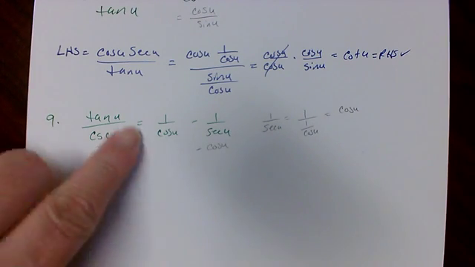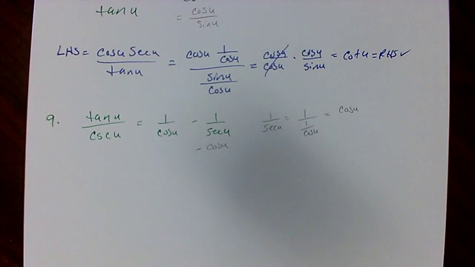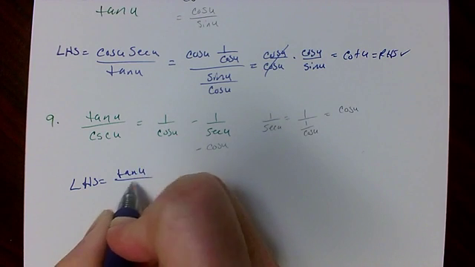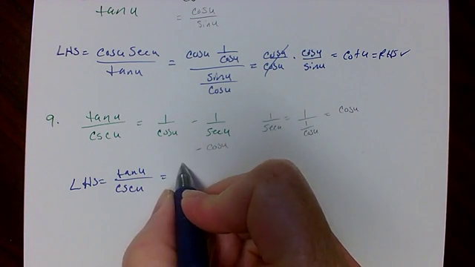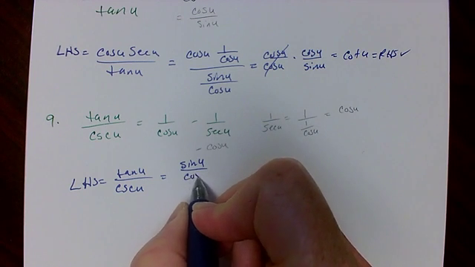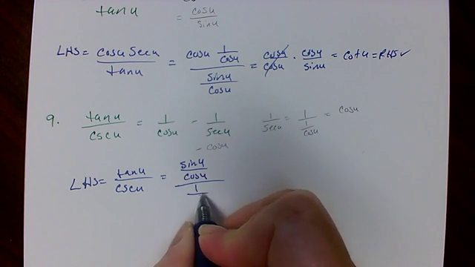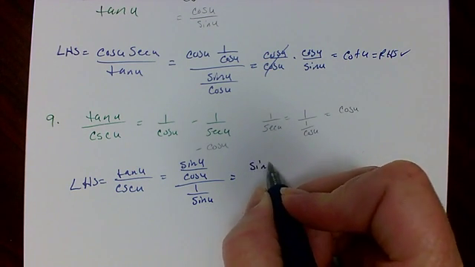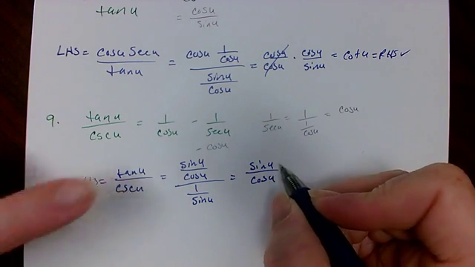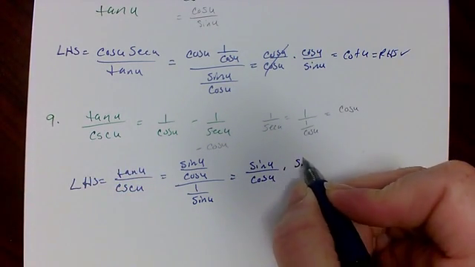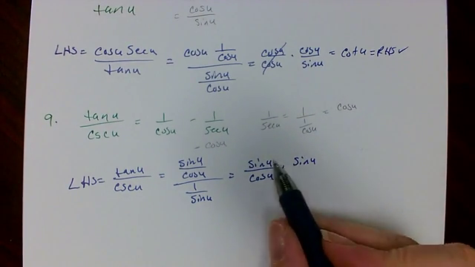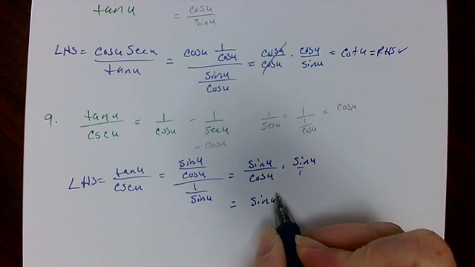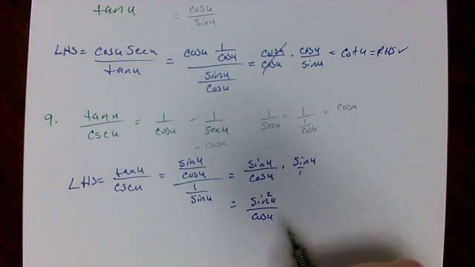So again, I only have this in cosine u's, so I'm going to change the left-hand side. Tangent u over cosecant u will be equal to sine u over cosine u divided by 1 over sine u. Don't divide by fractions, we multiply by reciprocals. So that gets me sine u over cosine u times sine u over 1. Remember this is over 1. So sine u times sine u will get me sine squared u over cosine u.